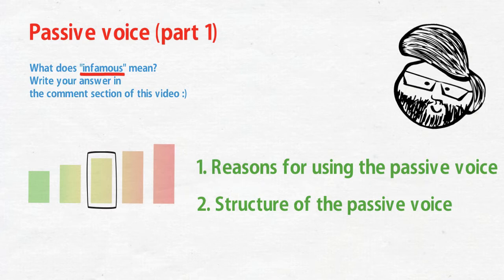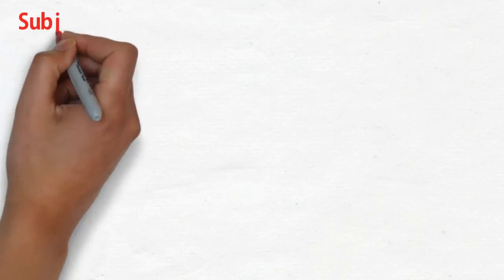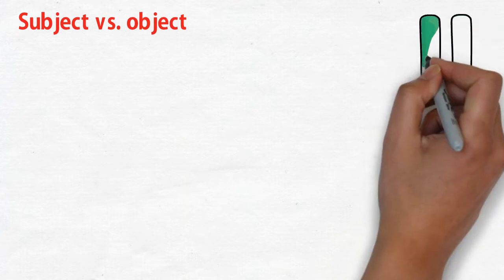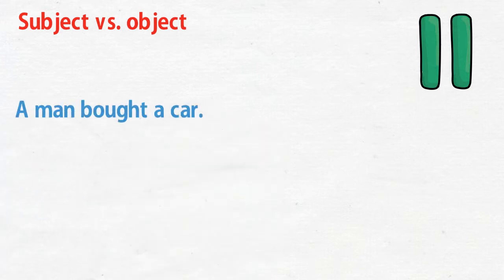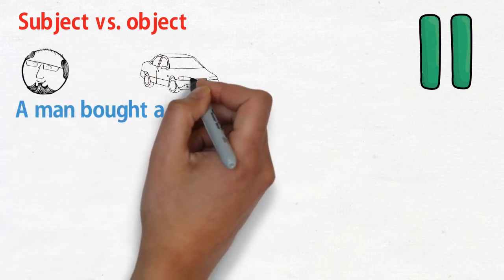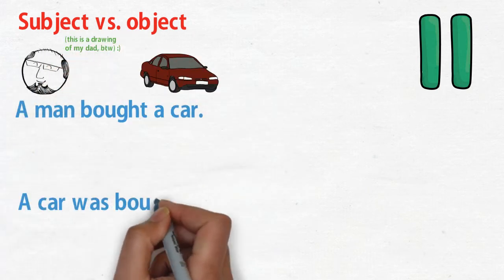However, before all of that, in order to understand the passive voice, you will have to understand the difference between a subject and an object in a sentence. Take a look at these sentences, stop the video, and try to find all the subjects and the objects in them. A man bought a car. A car was bought.